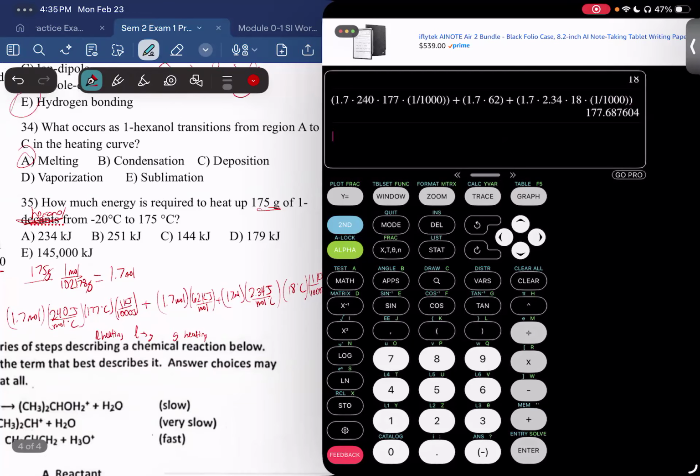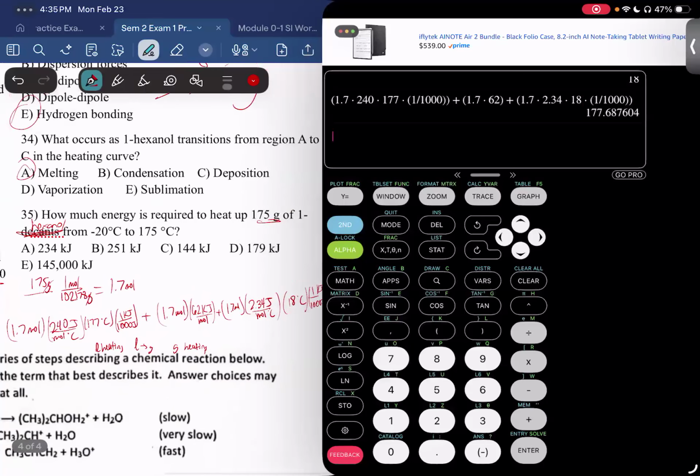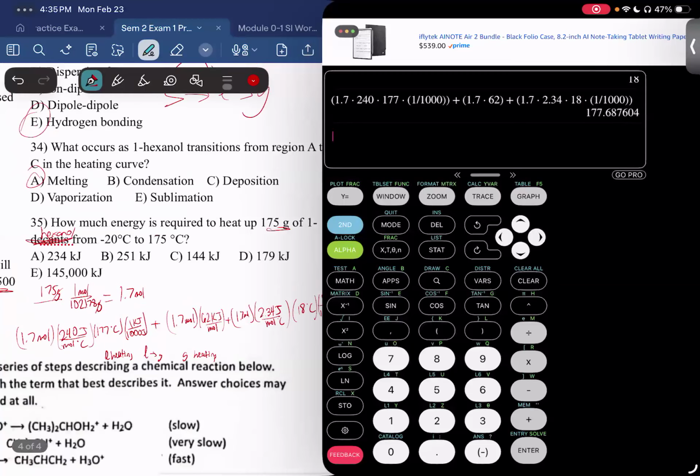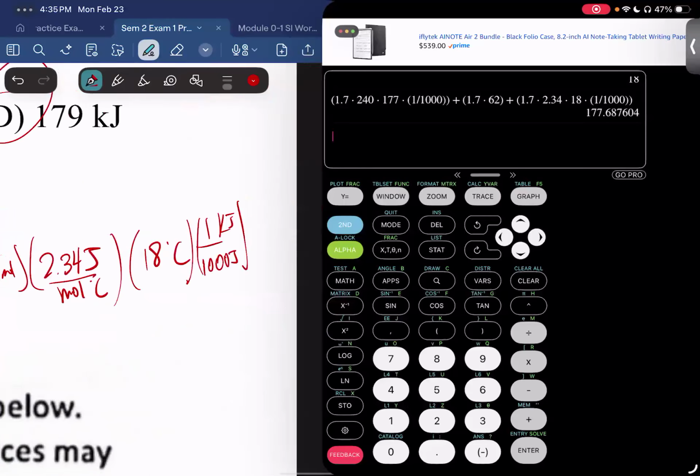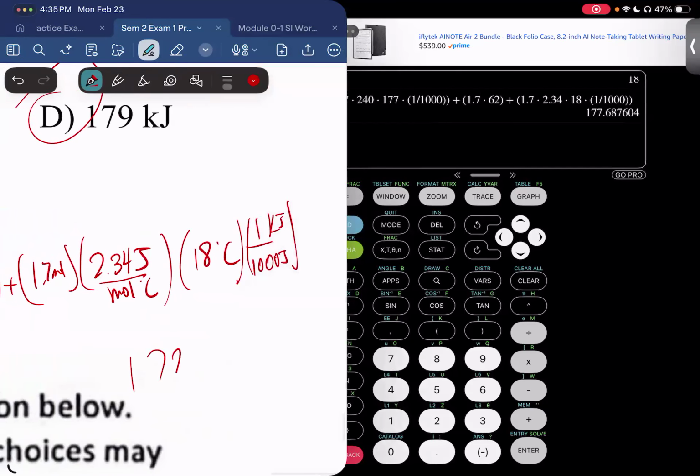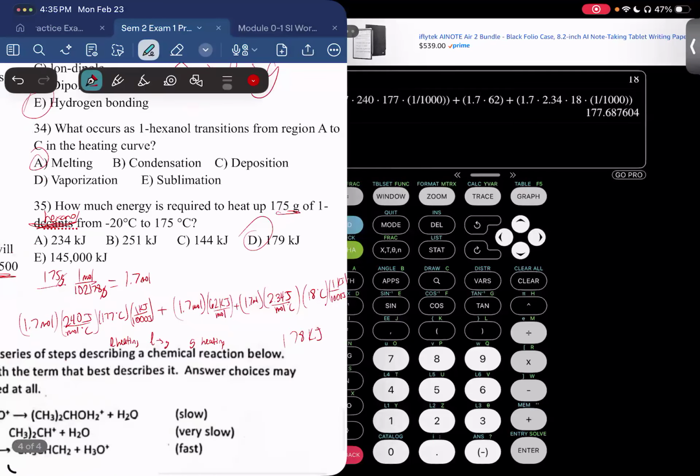So we got an answer choice around. Again, I didn't use the exact number for 1.7, but approximately it'll be around 179. I got 178 kJ. It's really close to 179, so that's why the answer choice is D.